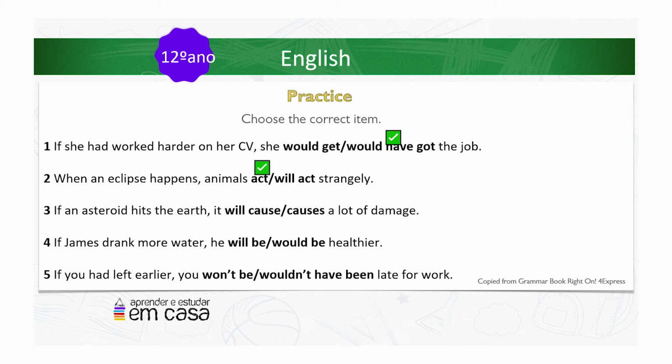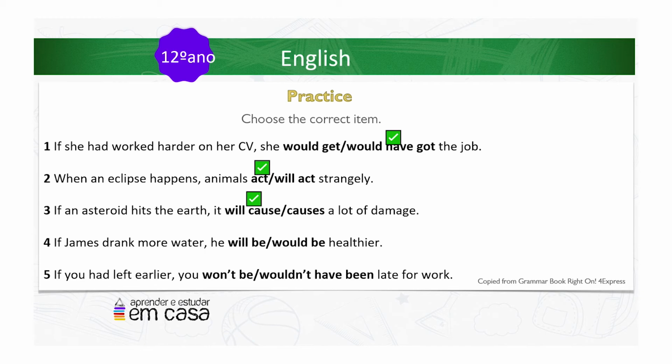When an eclipse happens, animals act strangely, because this is what happens. It's a fact. So it has to be zero conditional. If an asteroid hits the Earth, it will cause a lot of damage. What do you think? Will cause or causes? It will cause. It's the probable.